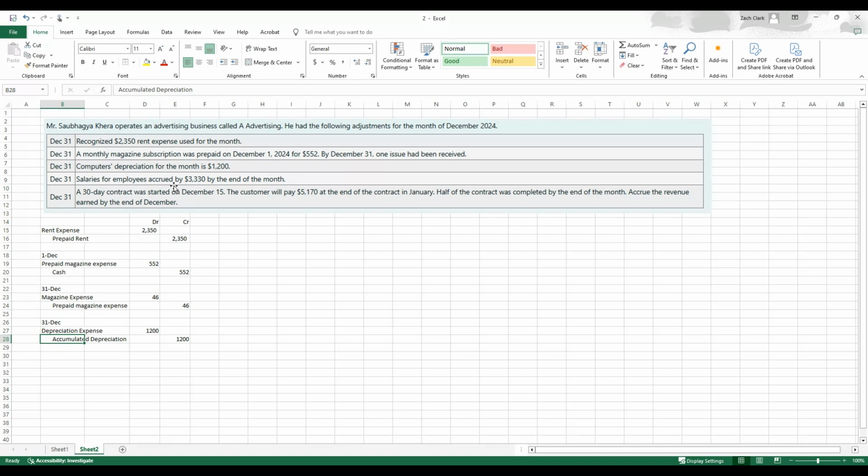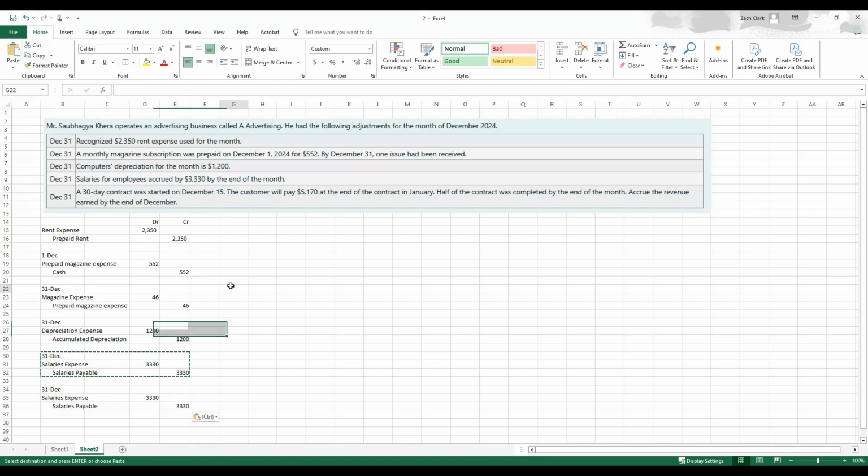December 31st, salaries for employees accrued by $3,330 by the end of the month. So again, it tells us what we're doing. So salaries expense, no calculations really needed there, and salaries payable will be the answer there. And we know that it's not talking about salaries that were actually paid by the end of the month because it uses the terminology accrued. So that is that. And then I think for the last one, let's take a look here.